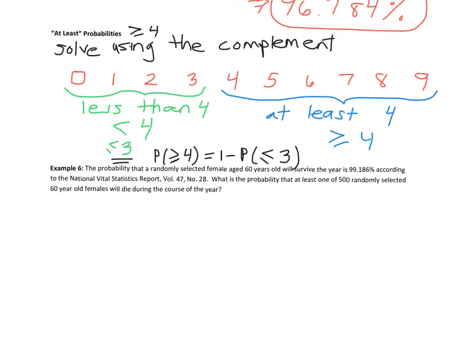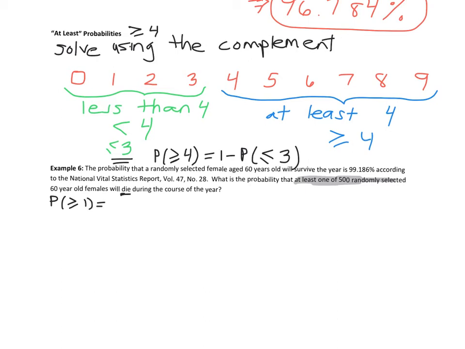Let's look at this first example. The probability that a randomly selected female again survives the year is that same number. What is the probability that at least, keyword, 1 of 500 randomly selected females will die during the course of the year? Let's break this one down. All right, so the probability of at least 1 dying during the course of the year.